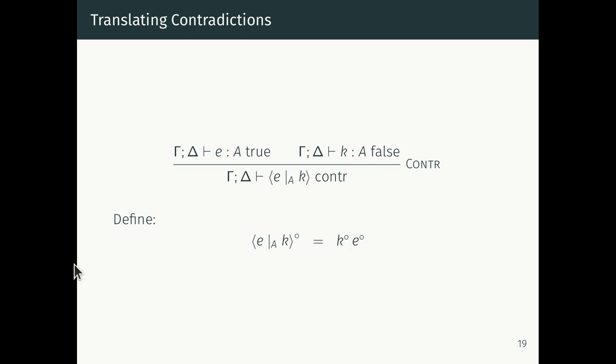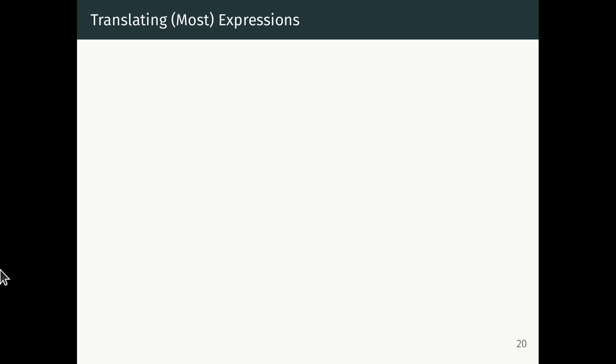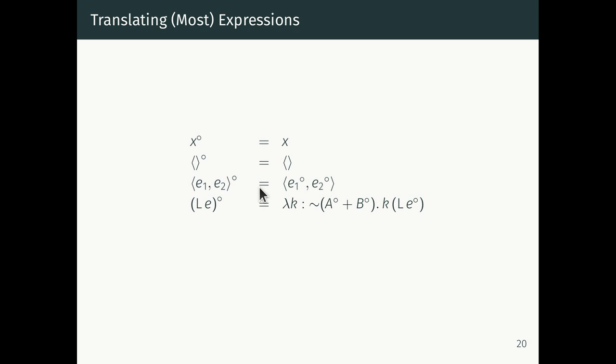Okay, so that was surprisingly easy. Let's look at some of these other terms, like maybe some expressions. So what we'll do is we'll translate variables to variables, because we're assuming that X has some type A, and so when we translate it, it'll have the type A translated, which is just what we want. And similarly, units will get translated to units. A pair will get translated to a pair of translations. A left injection will get translated to something a bit more interesting.